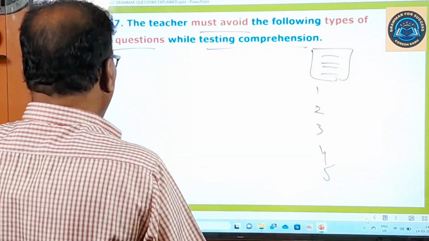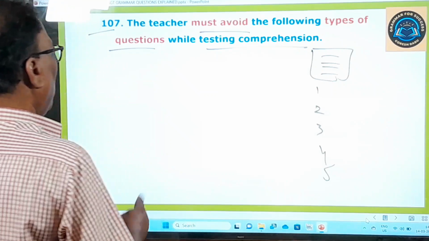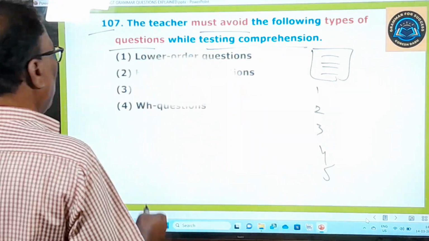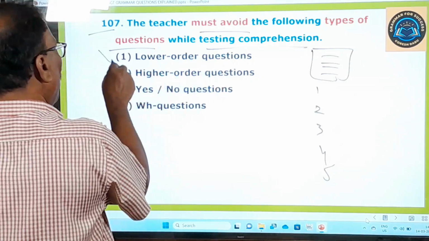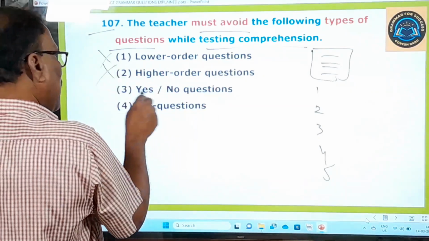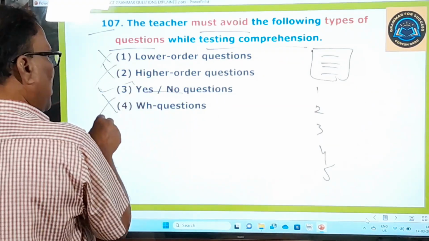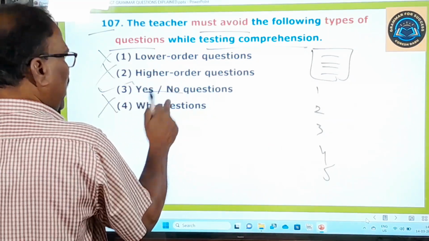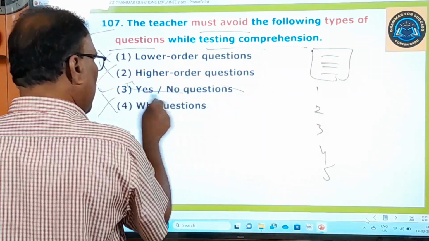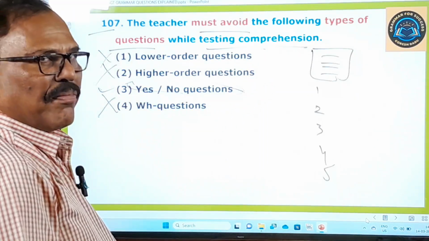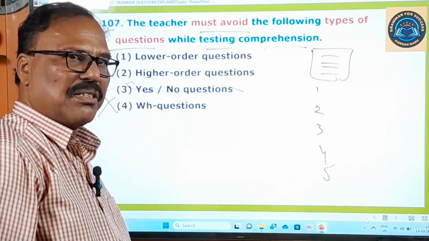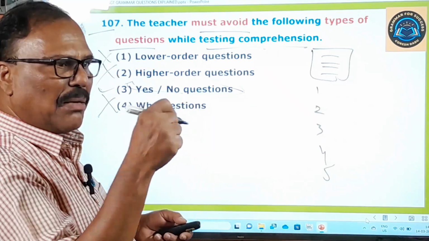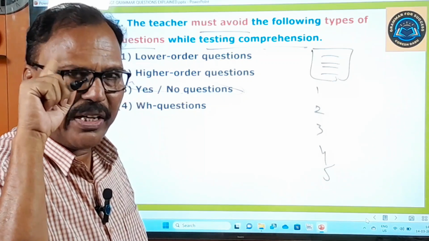So in these comprehension questions, what must be avoided, where options are given? Lower order questions, no. Higher order questions, no. Yes/no questions should not be asked. WH questions, no. Lower order questions, higher order questions and WH questions can be given under comprehension, but not yes/no questions, because the students will just say yes or no. But when you want to write some answer, you have to think more vigorously, right?